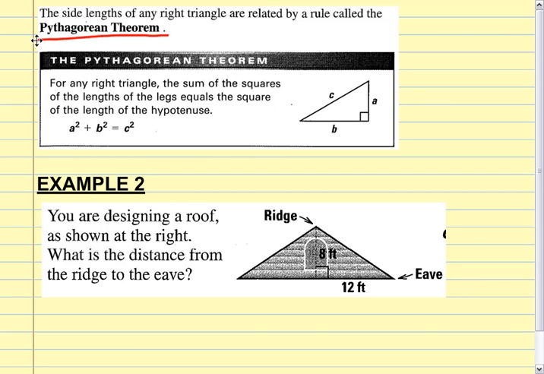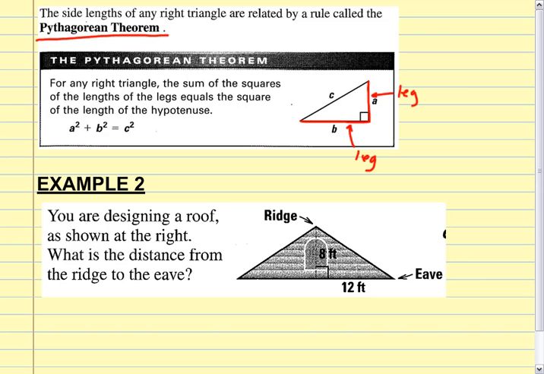H-A-N-N-A-H. Okay? Now, the Pythagorean theorem only deals with right triangles. Only with right triangles. So one of the angles has to be a right angle. And the two sides that make up the right angle, do you see those two sides? They make the right angle, don't they? This side is called a leg. This side is called a leg. Those two are the legs.